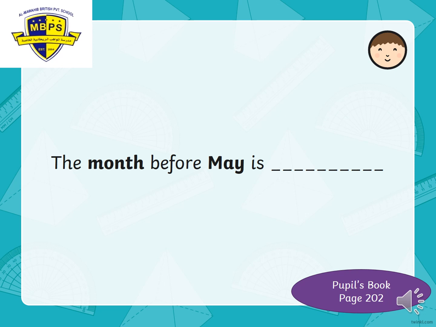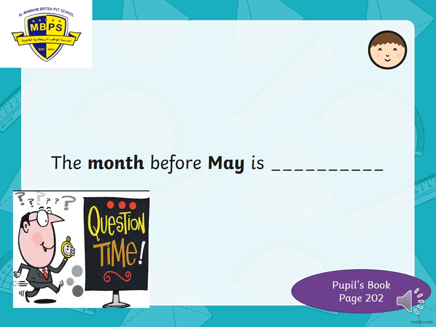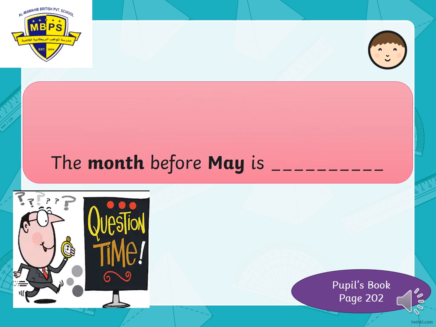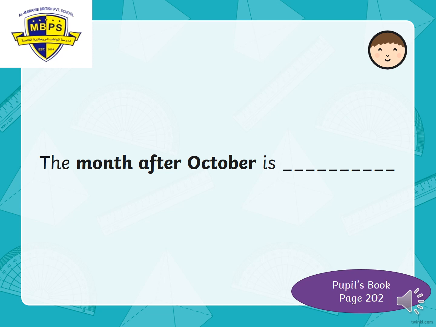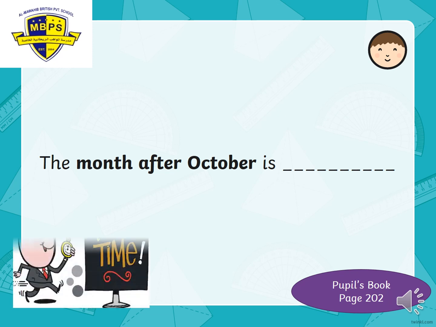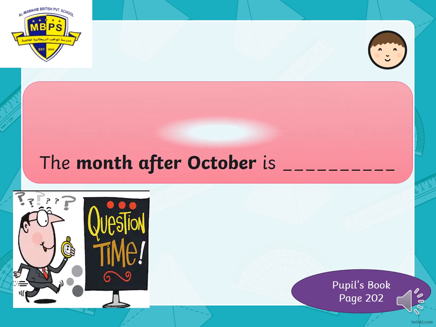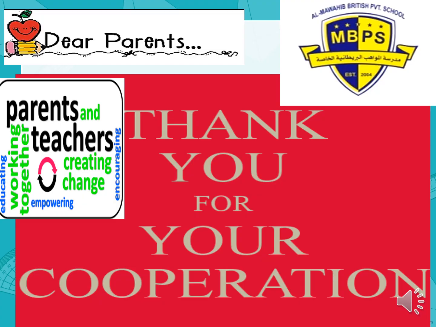What about the month before May? Complete the sentence. Go back from May. What is the month before May? Actually, it's the month we are nowadays in this month. It's April. The month after October. Which month is after October? I can hear your voice. Well done. November. November is after October.